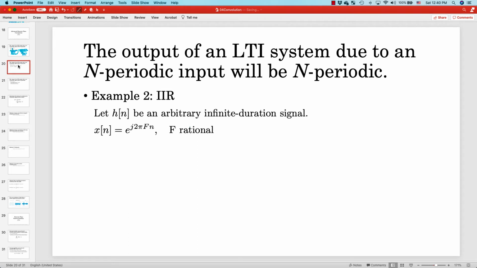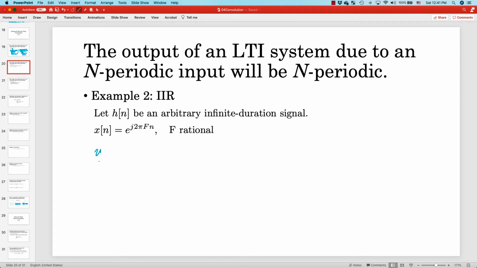In the second example, it's a little less obvious, but even if you have an infinite impulse response, we can still show that the output due to a periodic input will be periodic. And so the choice here is we're going to let h of n be any arbitrary infinite duration signal. And x of n, rather than a cosine, I'm going to pick a complex exponential, which is still N periodic if capital F is rational.